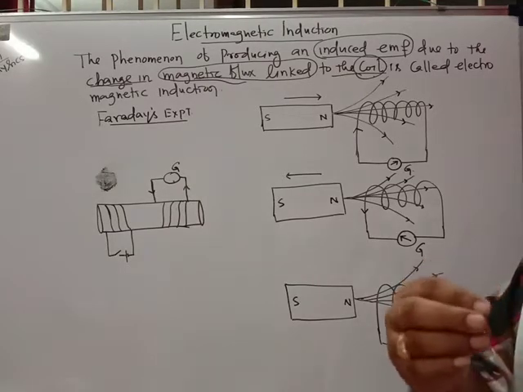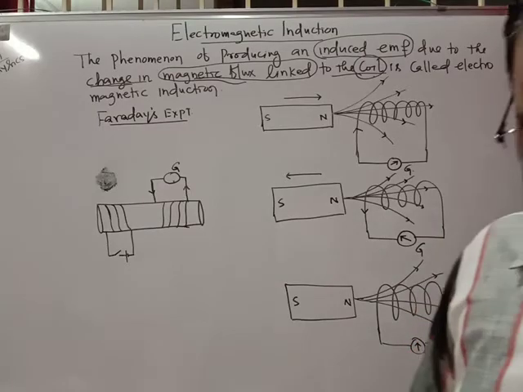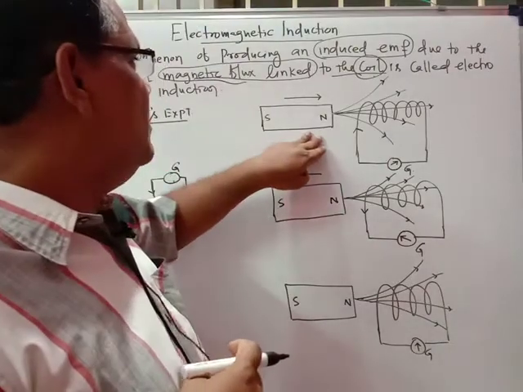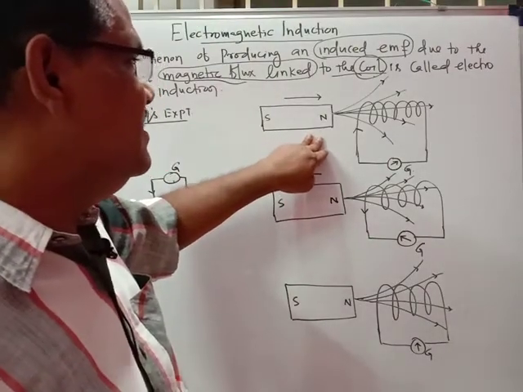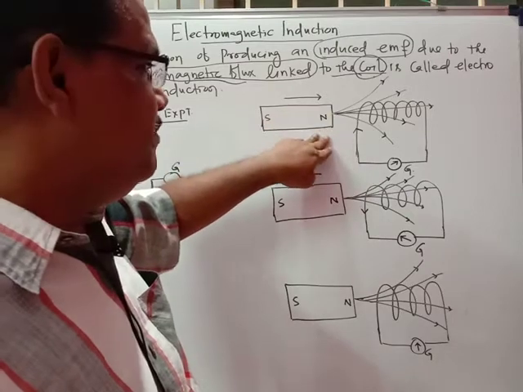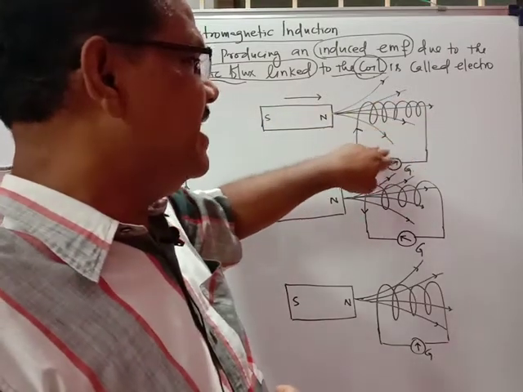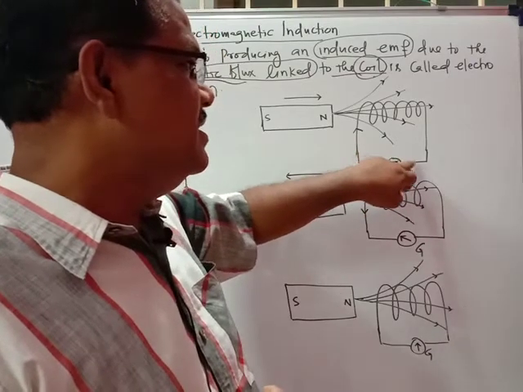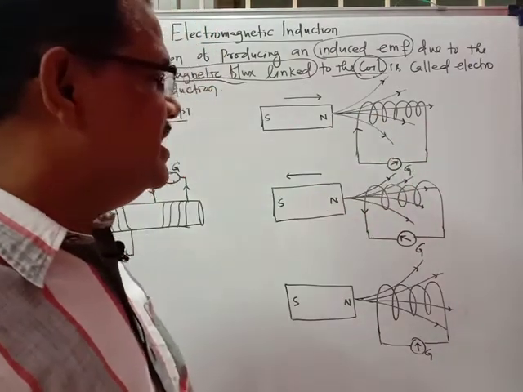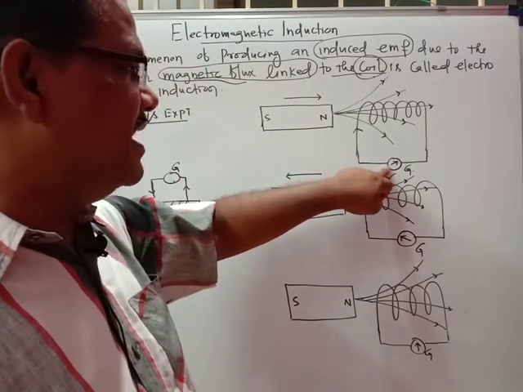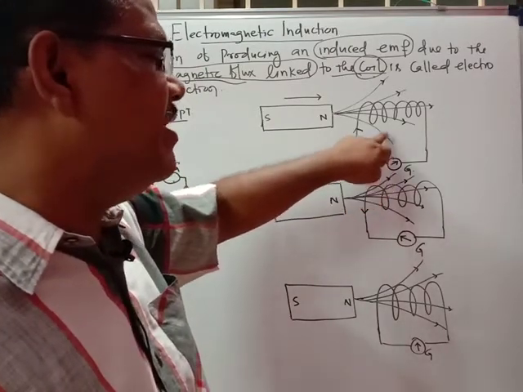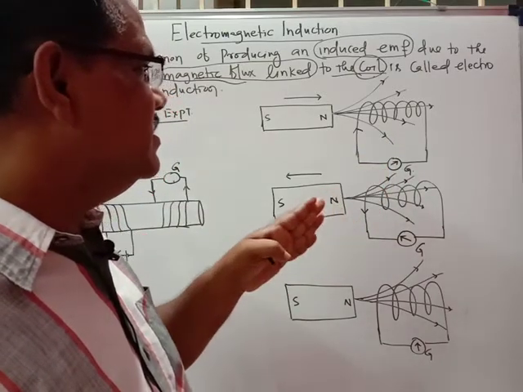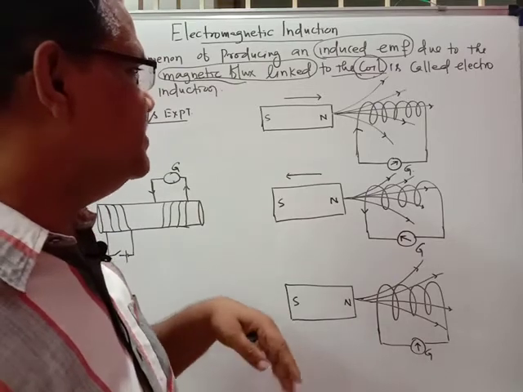Our main target is how to get the change in magnetic flux. Here I have already arranged one experiment. One bar magnet is taken and one coil is taken, and a galvanometer is connected to the coil in a closed circuit. What is the role of the galvanometer? Whatever current is produced in the coil will be detected by the galvanometer. Our aim is to see how that current is produced here.